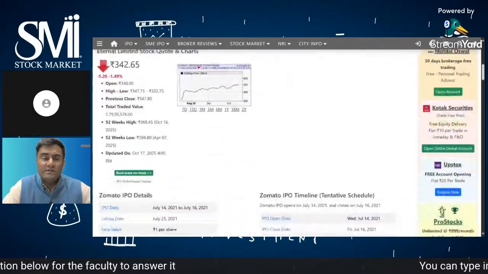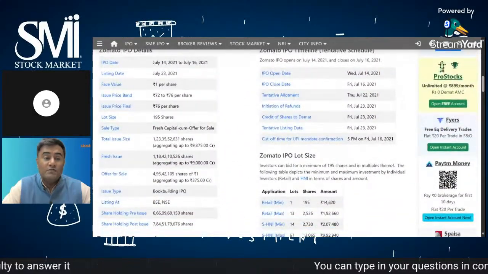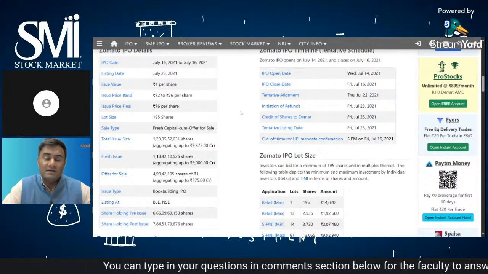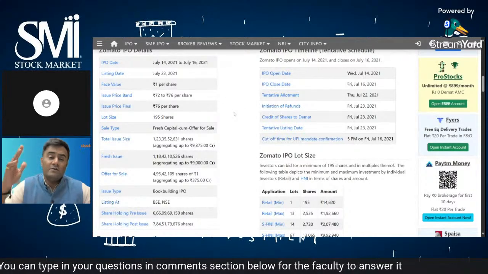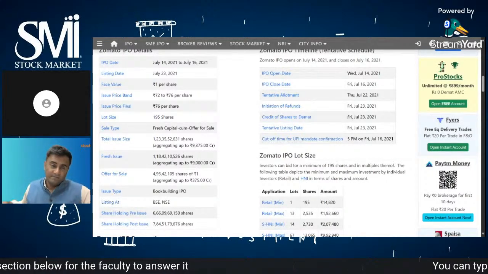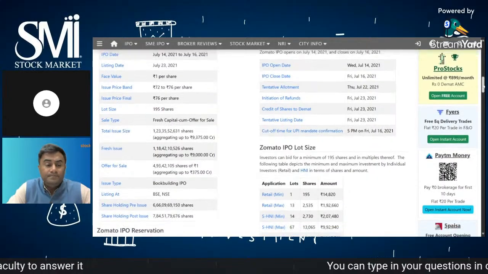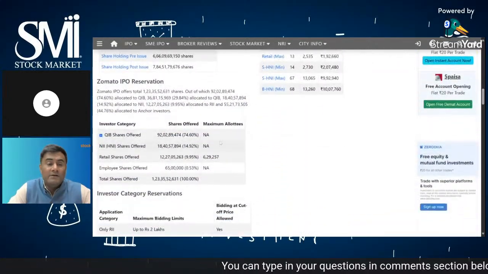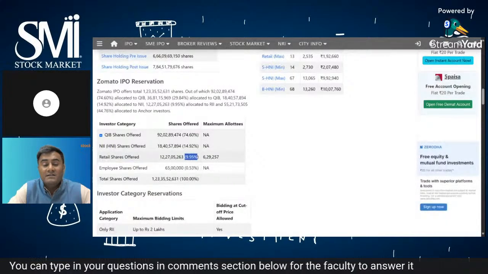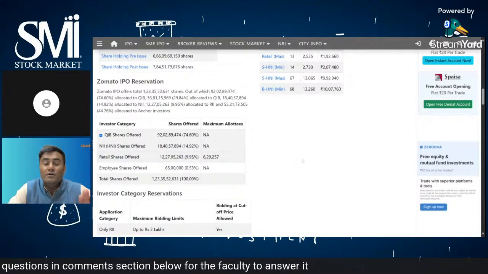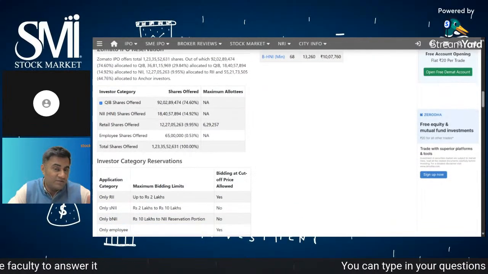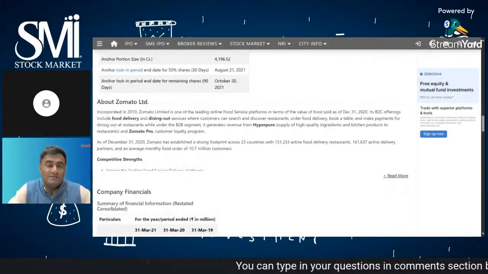Now we straight away move to the issue price band, which was 72 to 76, and the face value is 1, which means it's already undergone a split. Even before getting listed, it's already undergone a stock split. And here, friends, retail shares offered, you can say that it is less than 10%. So this is not a profit making company, or rather at that point of time it was not making profits.